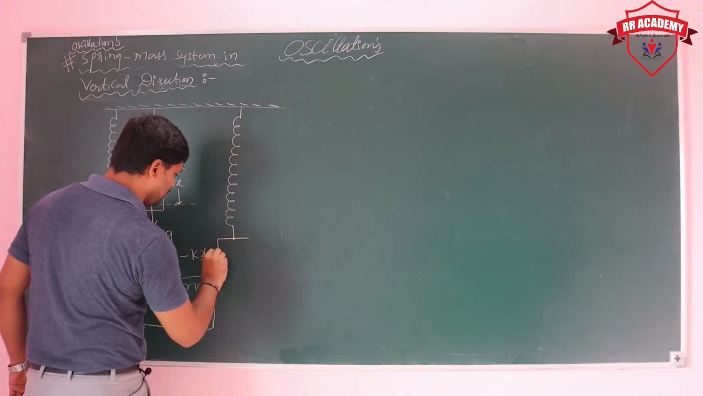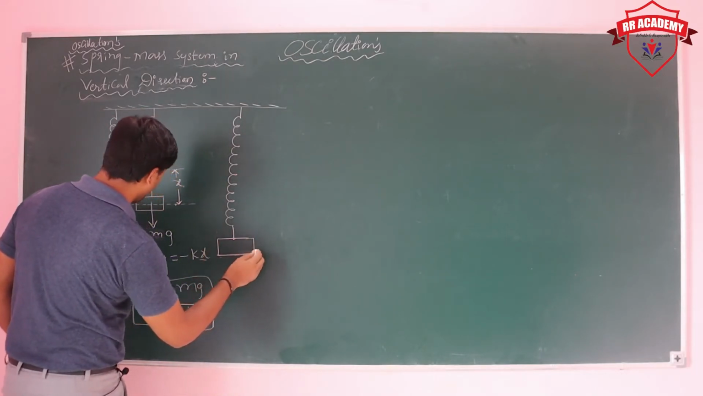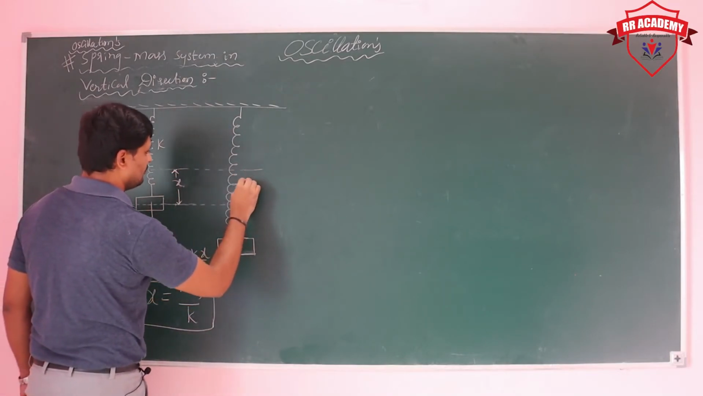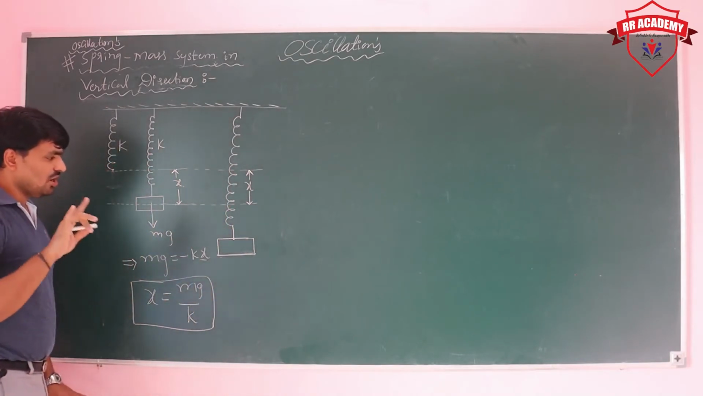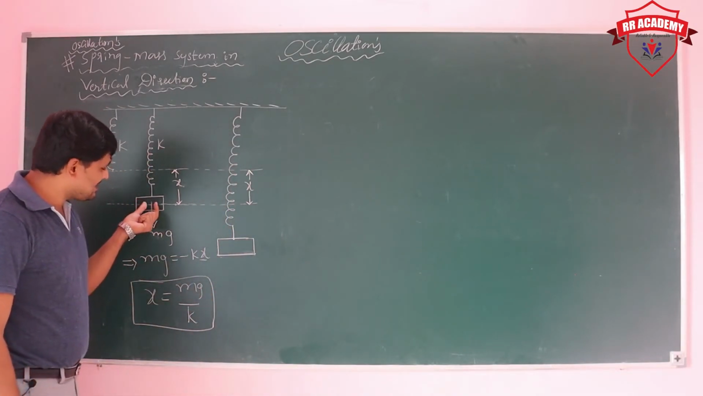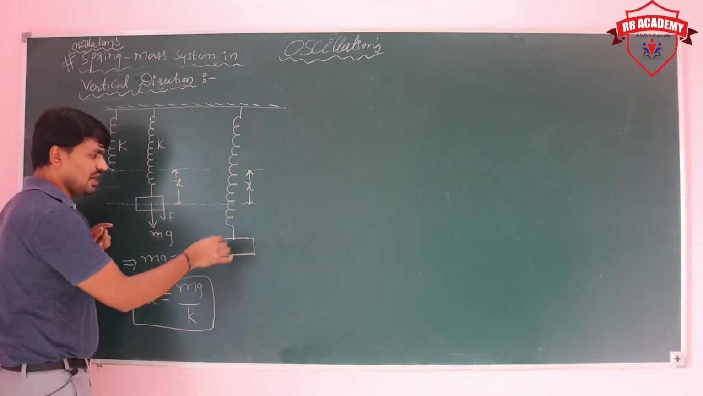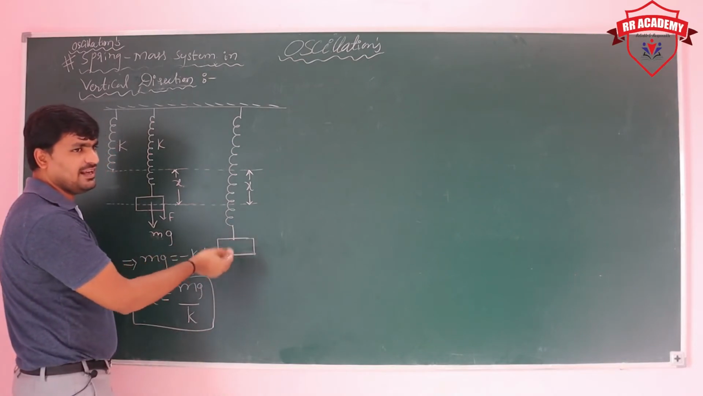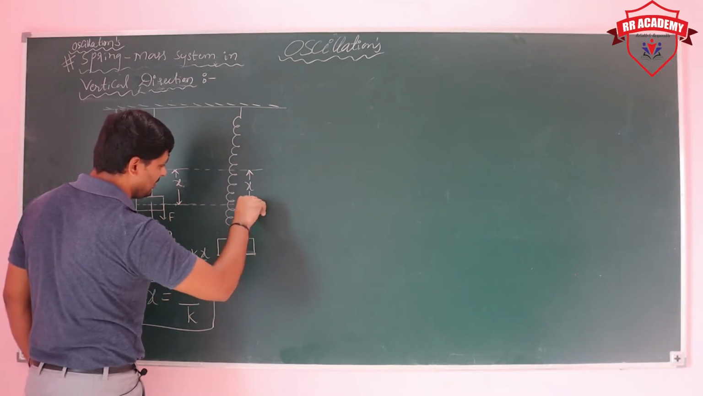Now what did I do here? This is the extension due to the own weight, x. Now I am applying some additional force F here. In which direction? The downward direction. I am applying a force F and pulling downwards up to a displacement of y.